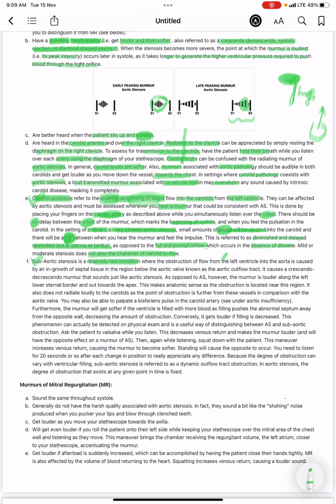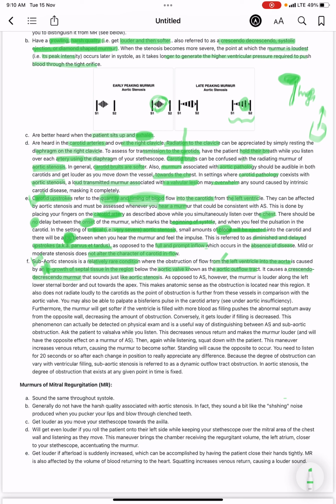So why the subaortic stenosis? It is due to obstruction of flow from the left ventricle into the aorta. It is caused by ingrowth of septal tissue in the region below the aortic valve, known as the aortic outflow tract. So it causes a crescendo-decrescendo murmur that sounds just like aortic stenosis.